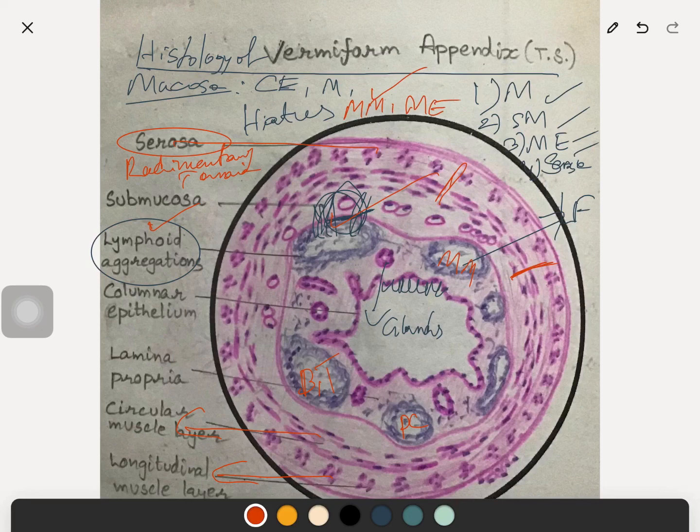So we have completed this topic. We will see the remaining histology of GIT, the liver, gallbladder and the pancreas in the next class.